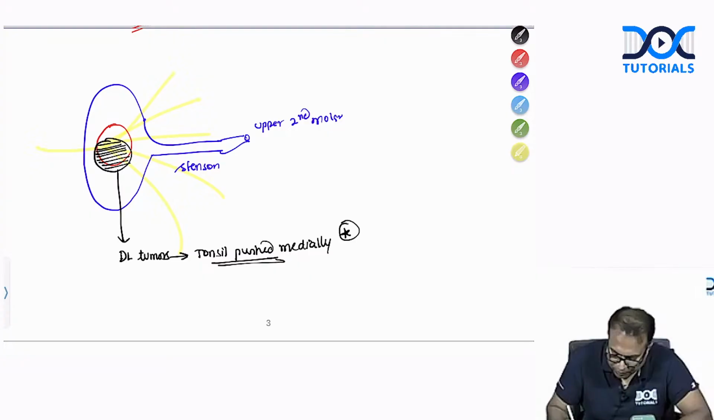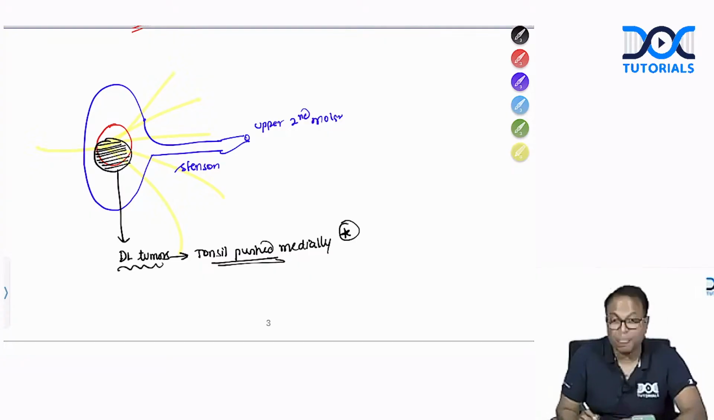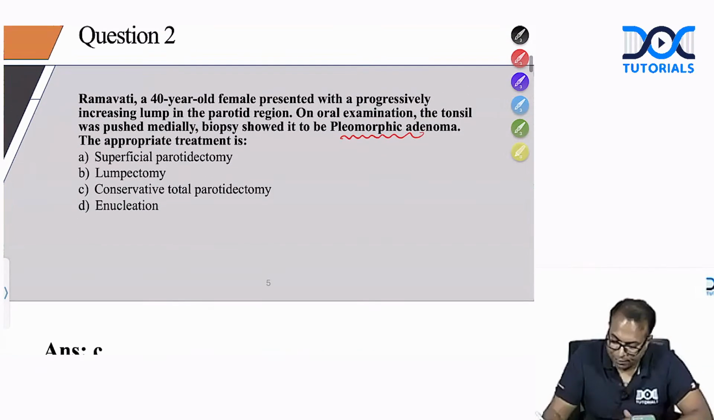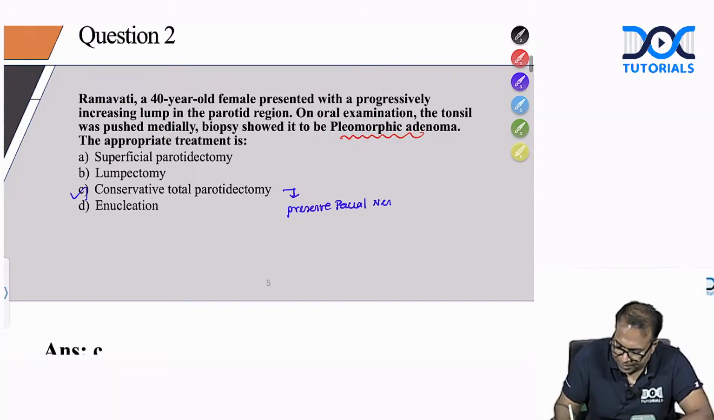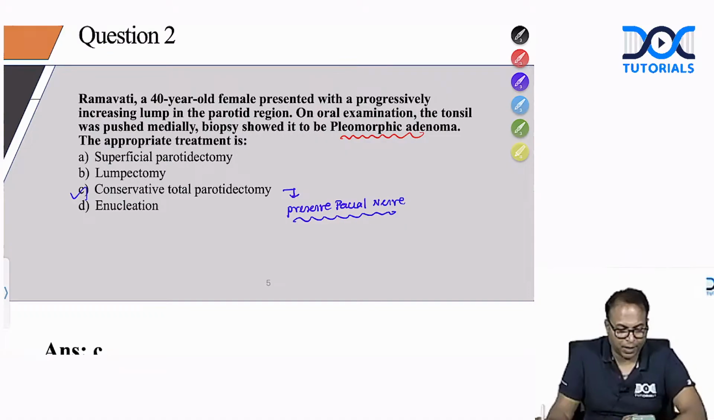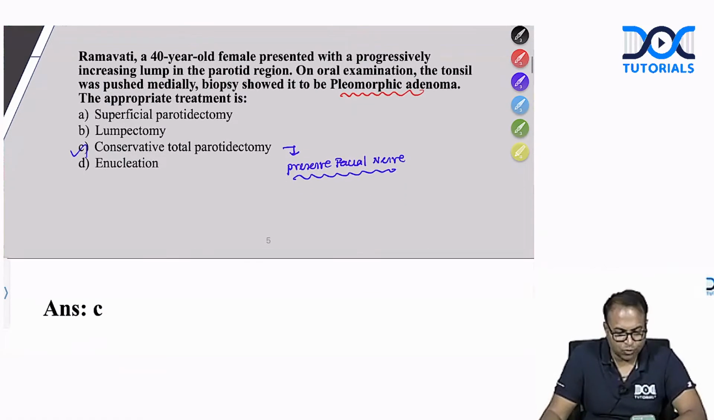Therefore, such a case of deep lobe pleomorphic adenoma should have a total conservative parotidectomy. That means you should preserve the facial nerve. Don't injure the facial nerve. Preserve the facial nerve and do a perfect surgery of removal of the superficial lobe and deep lobe. Please don't forget this point.